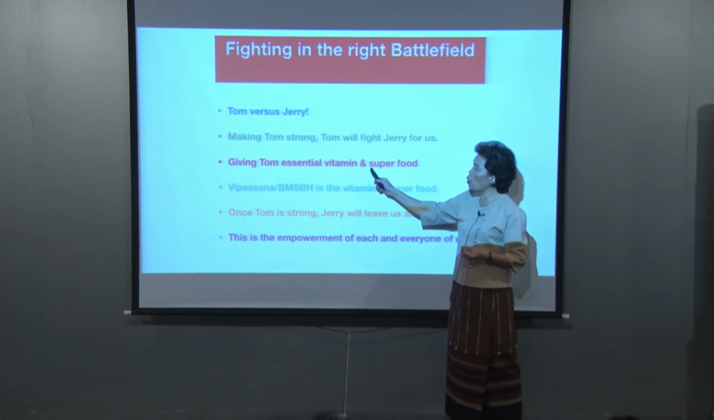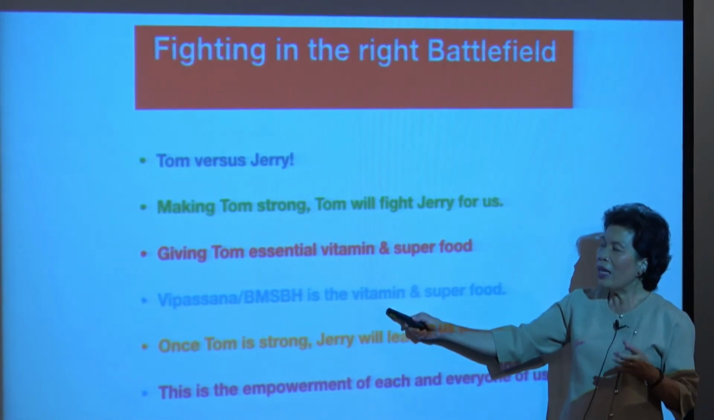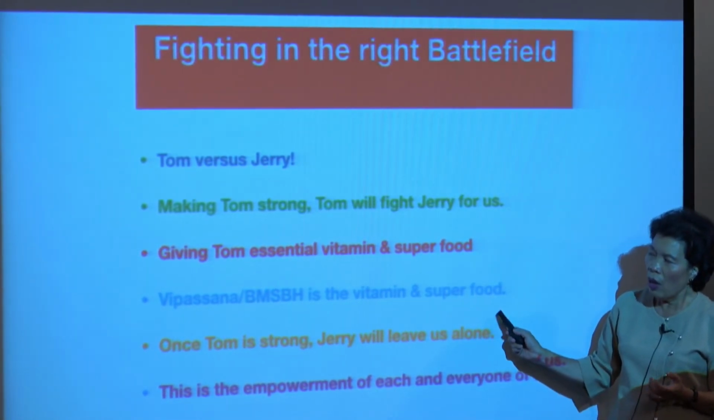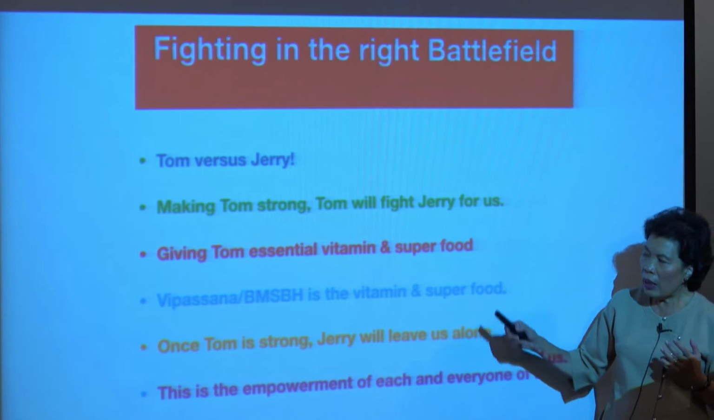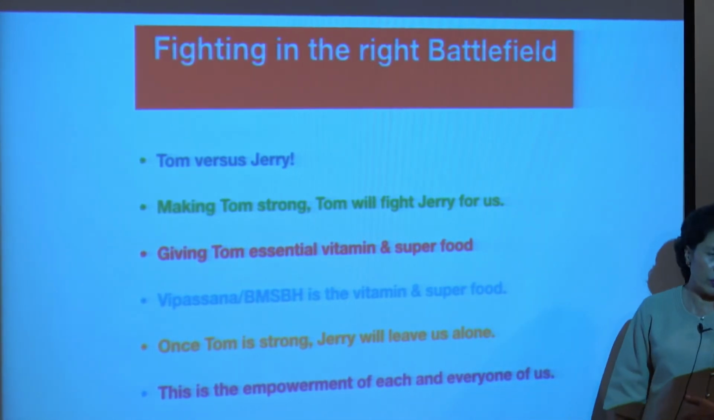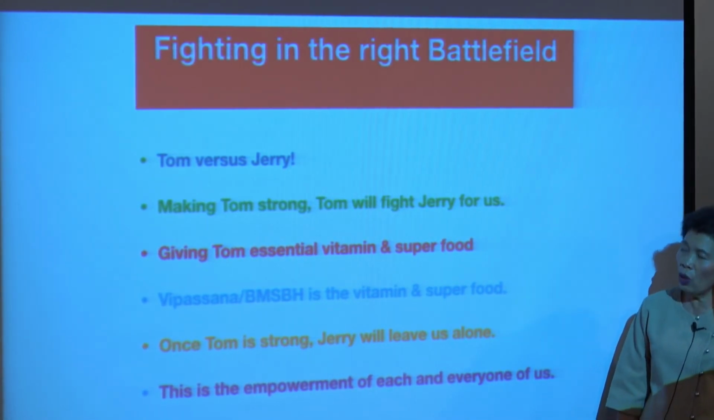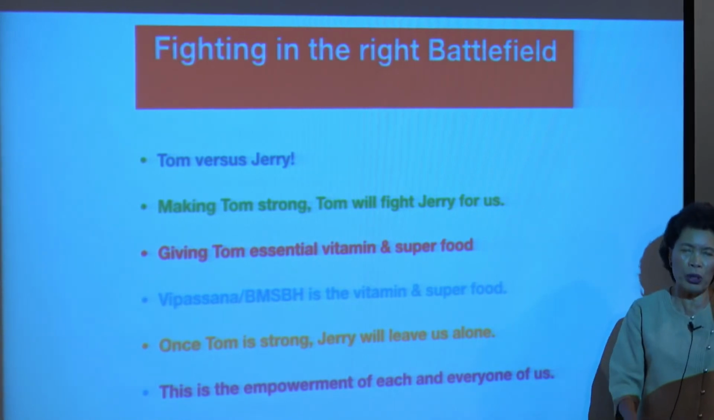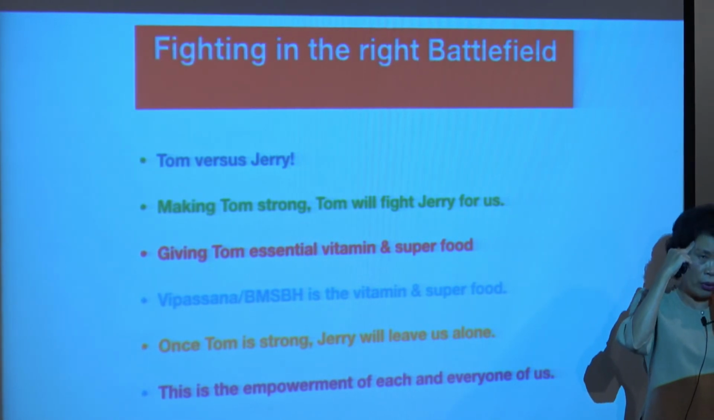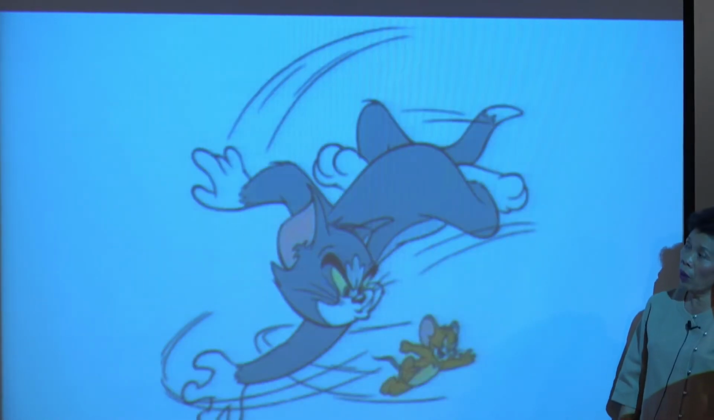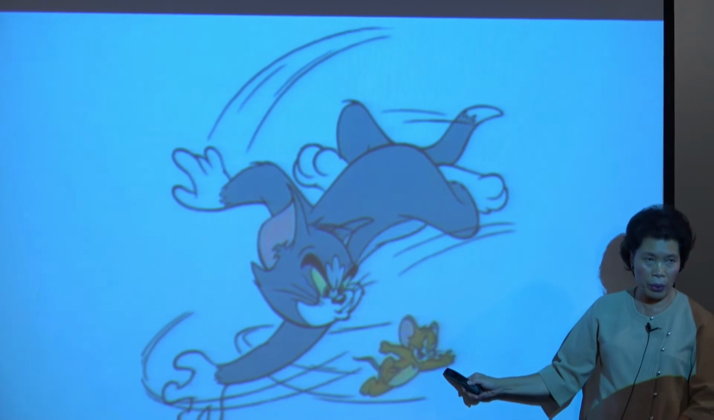Giving Tom essential vitamins and superfood, by giving them vipassana or bringing the mental self back home, is the vitamin and the superfood that Tom needs. Once Tom is strong, Jerry will leave Tom alone. This is the empowerment of each and every one of us. Each and every one of us can do this. No problem at all. You don't have to be a pious person, a religious person. Anyone who admits that you have mental pain, you can do this. Absolutely everyone.